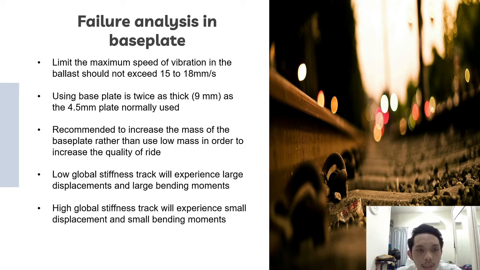So at this point, this study shows a graph of deflection. The graph shows less deflection on the rail by increasing the mass rather than using low mass, and this can also help to reduce failure in the base plate.